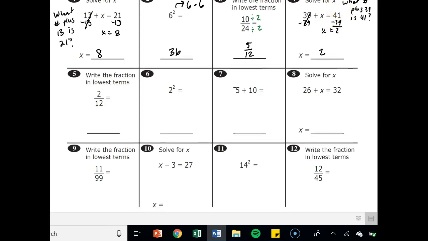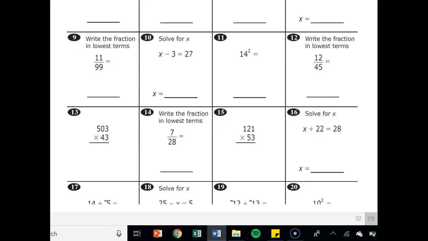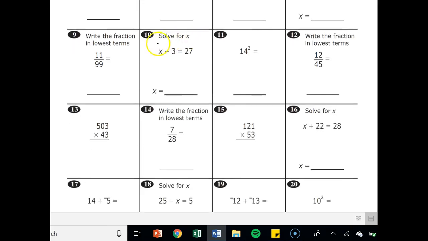I'm going to hold off on some of these other ones. I'm going to allow you to do them. Number 10 is a little bit different. It's what number minus 3 is 21. So instead of subtracting 3 from both sides, let's do the opposite. Let's add 3 to both sides. When we do that, it works out beautifully. X is equal to 27 plus 3, 30. Isn't 30 minus 3 27? Yeah. Okay, so you can kind of see how these kind of fit together.